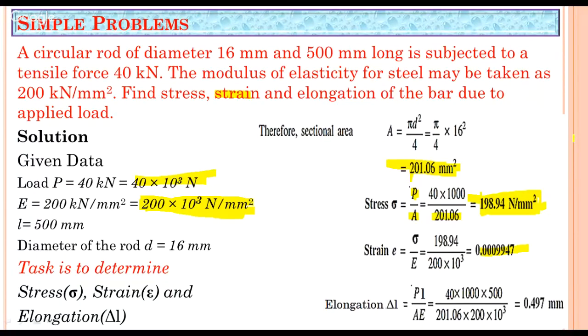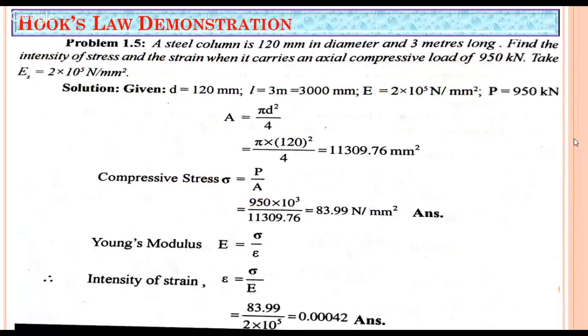Next we'll go to another problem. I'll conclude with one simple problem similar to the previous one, this time in terms of compressive load. Here we have a steel column around 120 millimeter in diameter and 3 meters long. You have to find the intensity of stress and the strain when it carries an axial compressive load of 950 kilonewton. Take the Young's modulus, or modulus of elasticity, as 2×10⁵ newton per millimeter square.